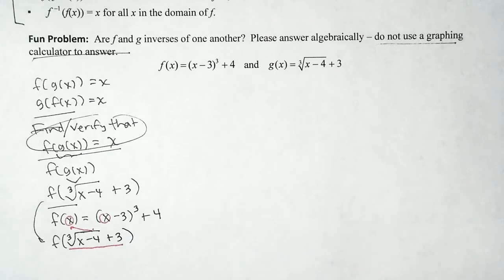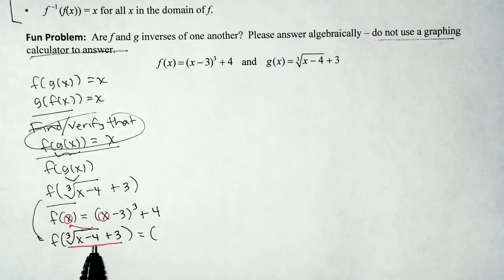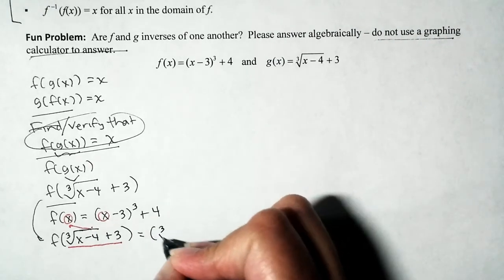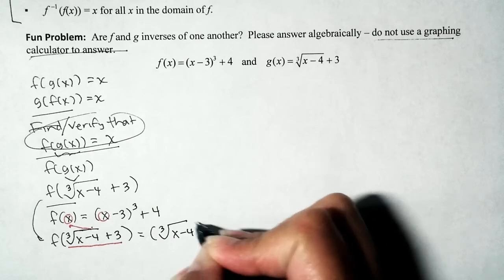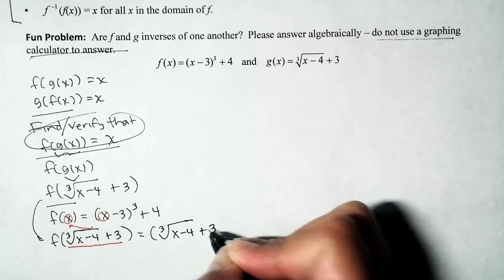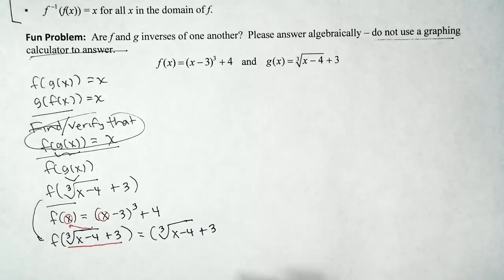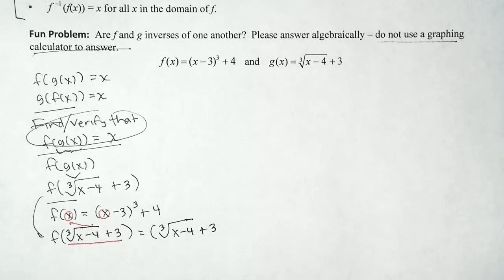Okay, so that will give us, open parenthesis, we have x, which we're swapping out for cube root of x minus 4 plus 3. So cube root of x minus 4 plus 3, hopefully you didn't put the plus sign too close to the radical. Okay, and then what else do we have?